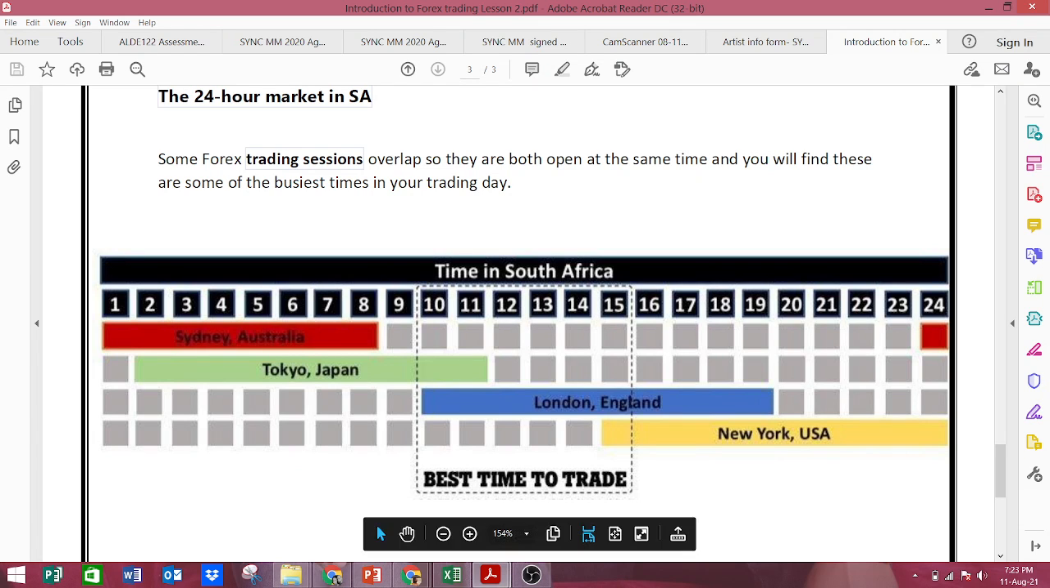And then we move on to the fourth one, which is New York or USA. It also overlaps with the London session from 3 p.m. to 7 p.m., because London closes at 7 p.m. And then New York is open from 3 p.m. to 12 p.m.